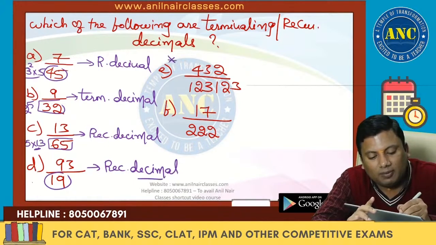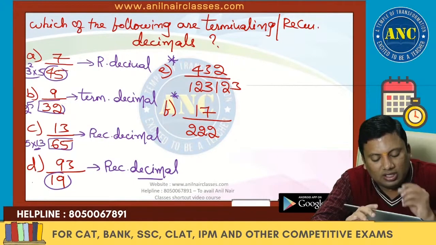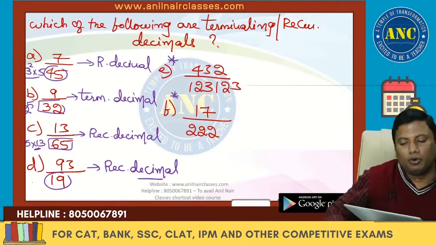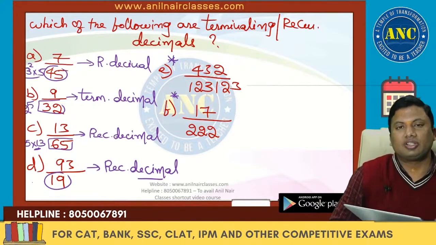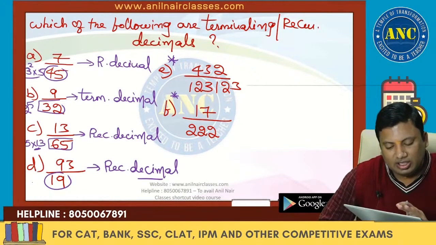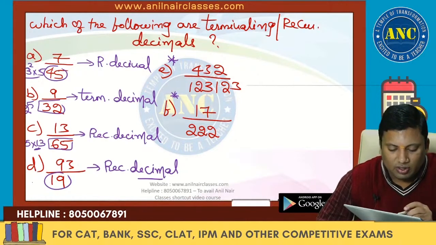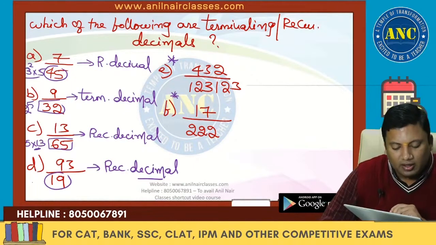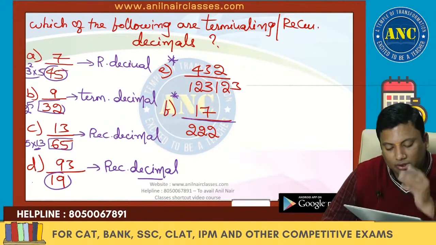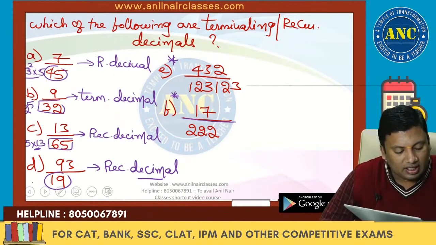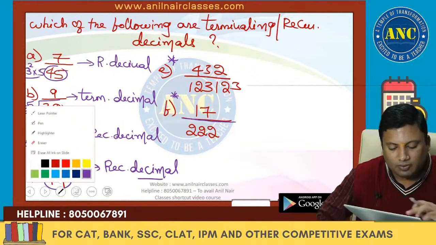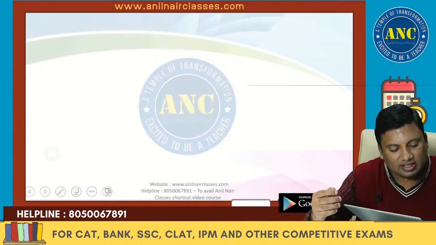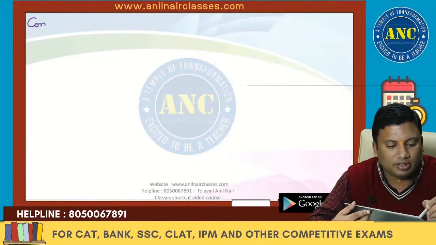Please put a star mark on both of these. Both of these are exam related questions, only the values I changed. The concept I will discuss right now. 432 by 123123, 17 by 222. Please write down, sir. Note: these both are examination questions. Let us discuss a concept.